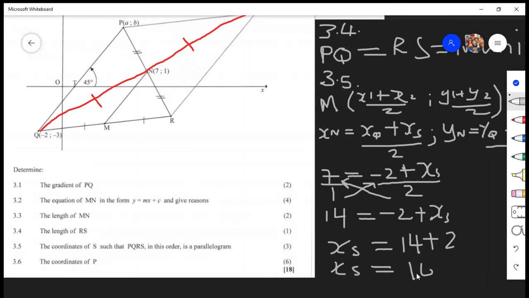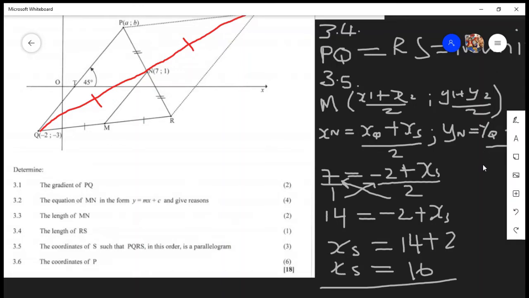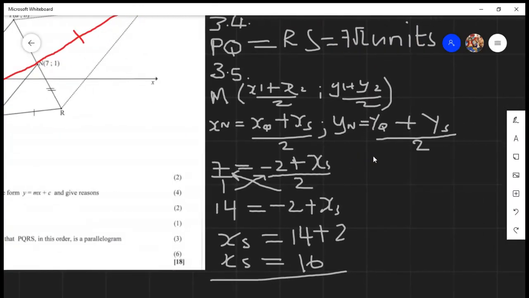Does everyone understand how I calculated the x value before we move on to the y value? Okay. Is anyone lost? Okay, sharp.